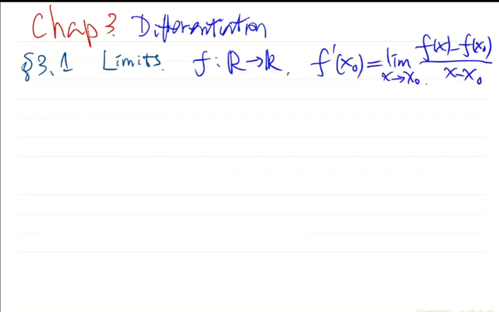Of course, for our study of multi-variable functions, the situation is the same. So we study limit first. So here is the definition of limit.